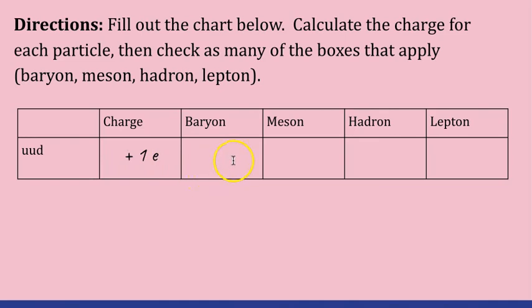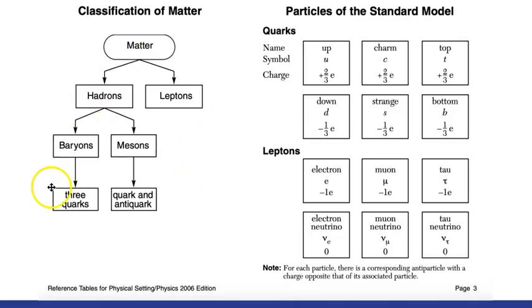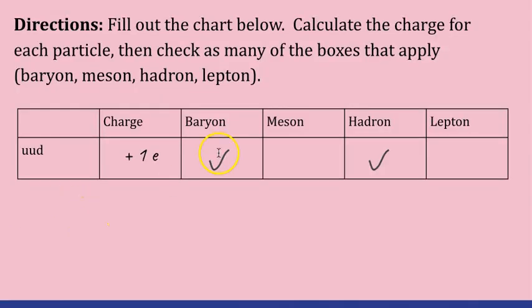Now I have to check off however many of these boxes apply. So is it a baryon? If it is, I'll check it off. Is it a meson? I'll check it off. So I'm going to look back here, and I see that it was made of 3 quarks, up, up, down. So it must be a baryon, which means it must also be a hadron. And then I can eliminate meson and lepton. So I'm just going to check off baryon and hadron and leave these 2 blank.